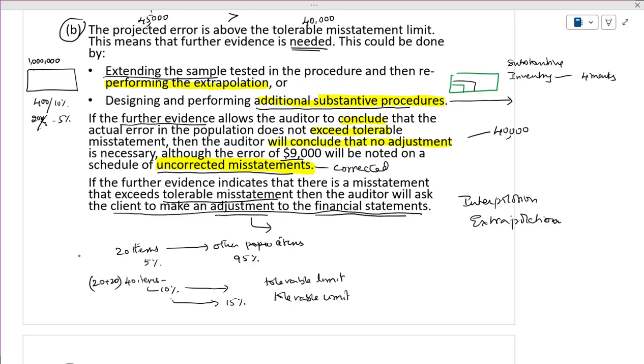If we are doing further evidence and it is within the limits, then we will not do anything more. This is the first option. If further evidence indicates that there is a misstatement that exceeds tolerable misstatement, then the auditor will ask the client to make the adjustments to the financial statements.